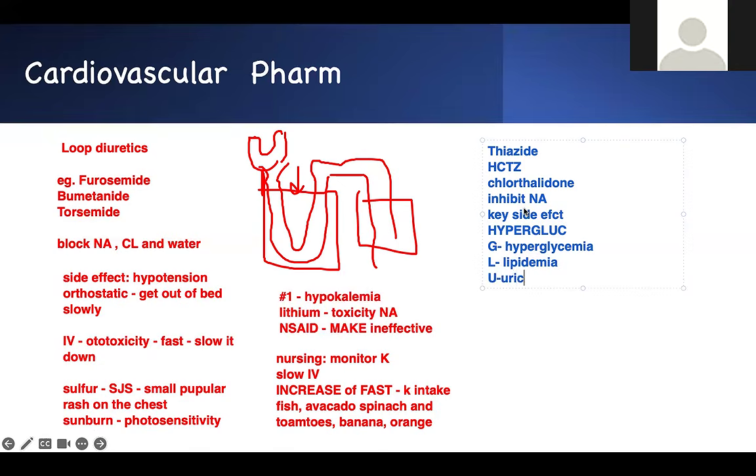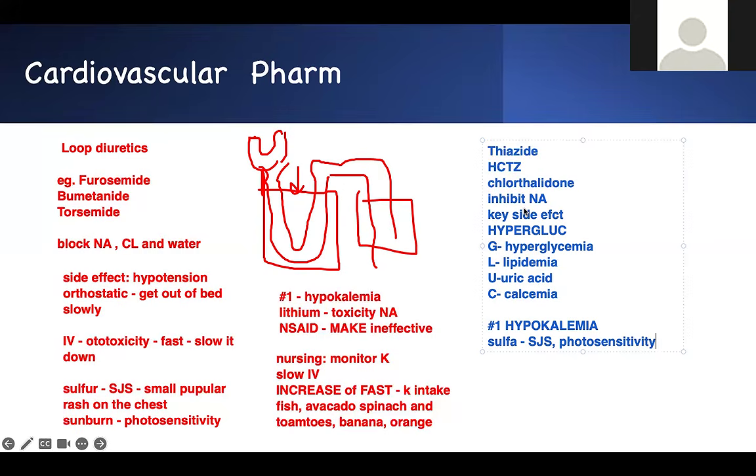Uric acid. If you have gout, you're going to have a problem. And C, calcium. Your calcium goes up. So these are side effects related to thiazide. Of course, what is the priority? Number one, hypokalemia. Same thing as what? Loop diuretic. So hypokalemia is the biggest side effect. And it's also a sulfur drug, so it causes Stevens-Johnson syndrome and photosensitivity.